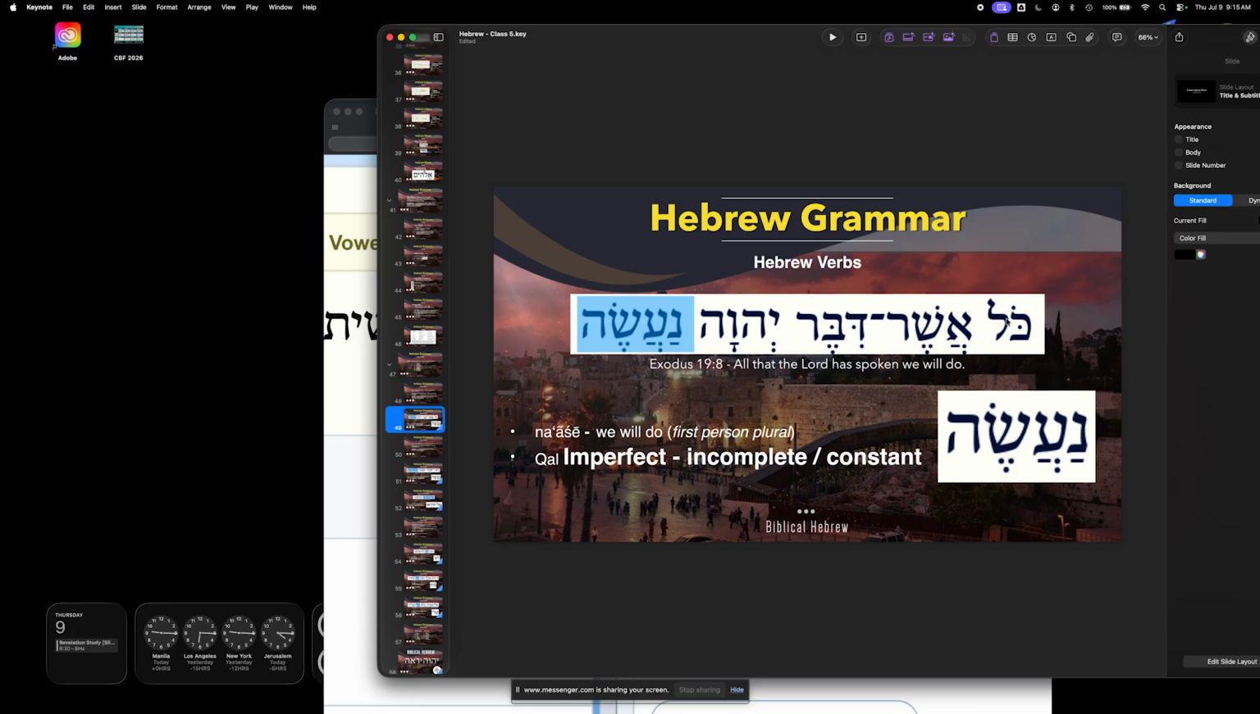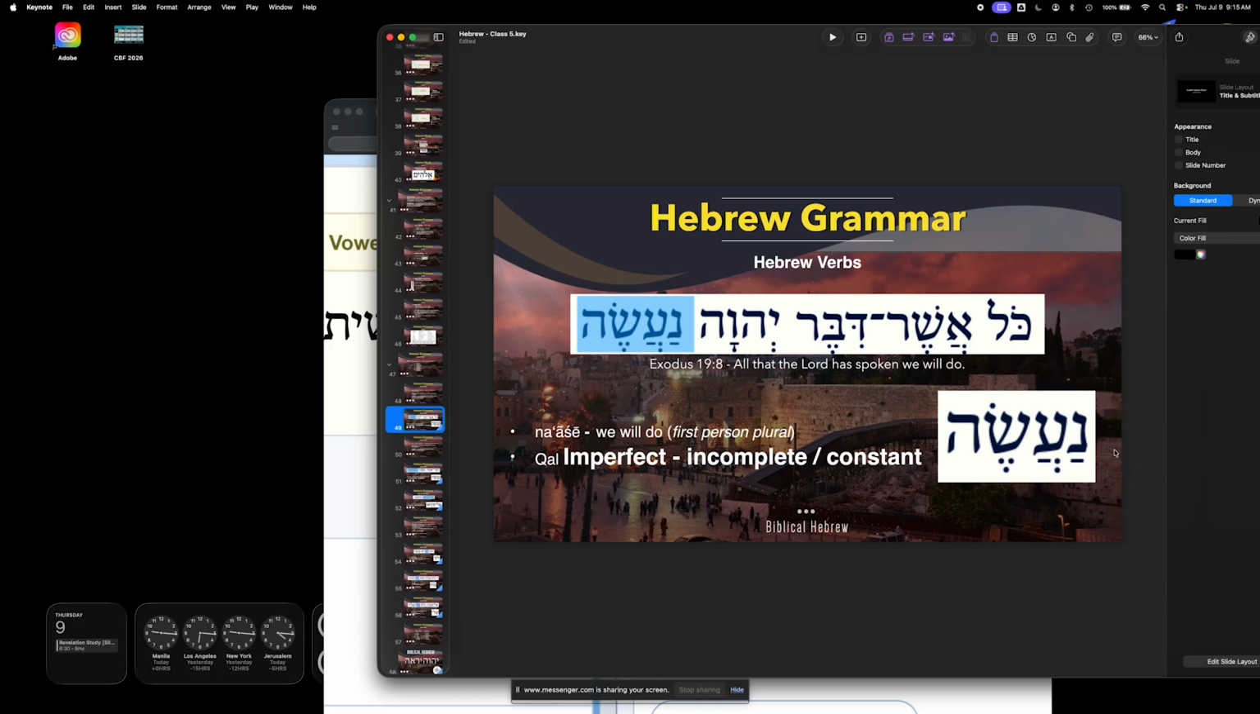Ready? First of all, you do have that kol right there, which is always kind of fun. That kol, again, is all. That's a word you see all over the place in the Old Testament. So everything, all. Everything the Lord told us, everything that Moses has commanded us, okay? That the Lord has given, this Deber, and this Yahweh or Adonai, okay, we're going to do this.